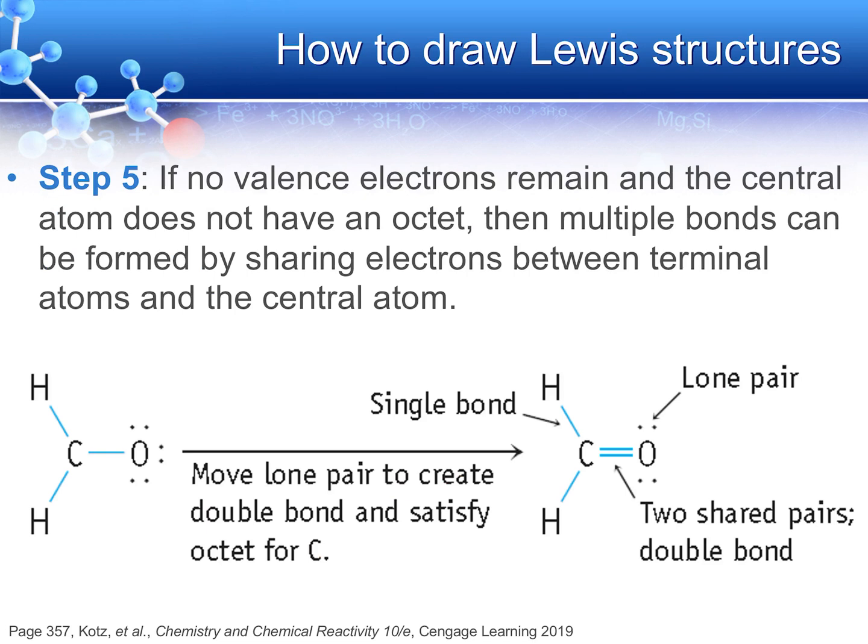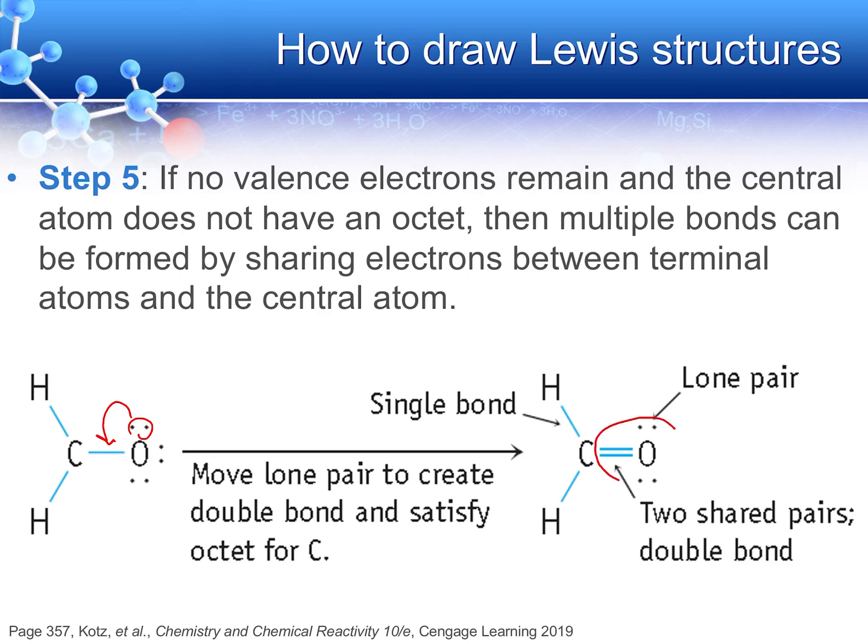So step 5, we are told that maybe we're going to have to move something. So we can take this pair right here and we can move it, and now we have a double bond. So we have single bonds with hydrogen. You're not ever going to see double bonds with hydrogen, so don't move them there. But we have a double bond. We have 2 shared pairs of electrons.